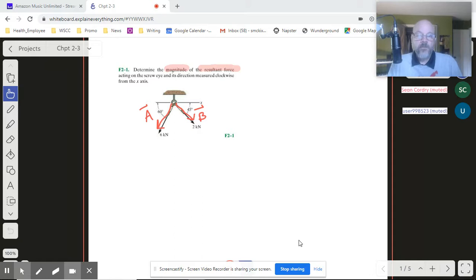Now, those vectors have a length. B is 2 kilonewtons, which is 2,000 newtons. A is 6,000 newtons, or 6 kilonewtons. And they both have a direction. B is just sort of south, so to speak. It's down there in quadrant 4 at 45 degrees. And A is in quadrant 3, 60 degrees below the horizontal. So what we have to do is put these things together.